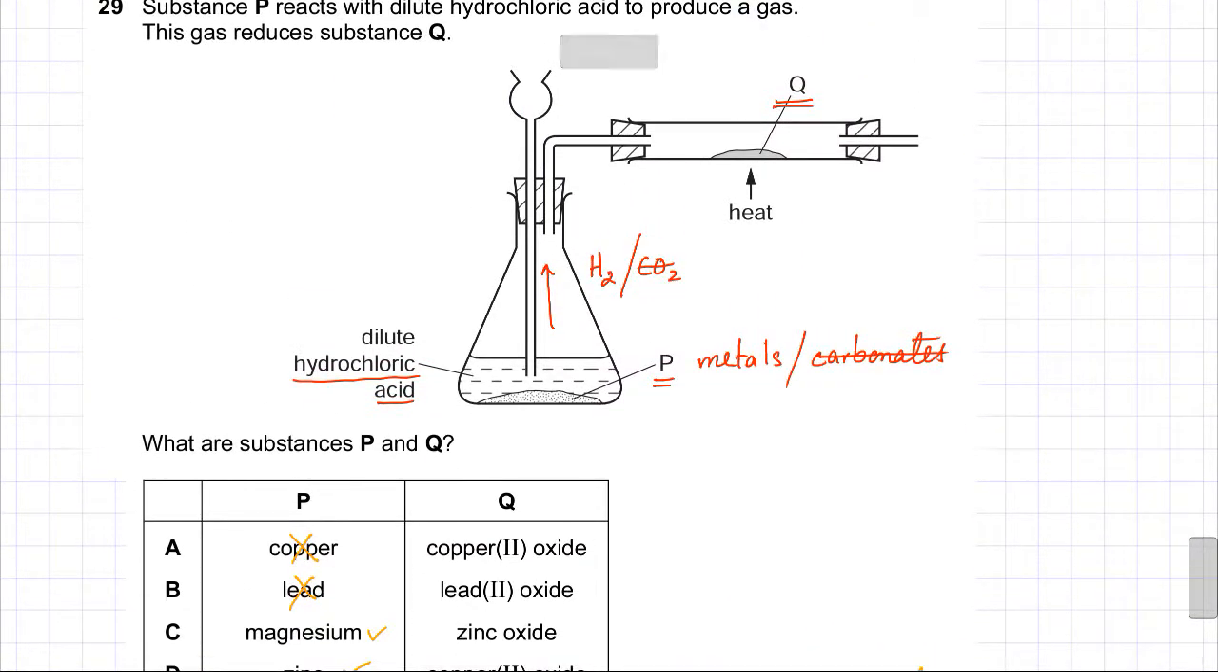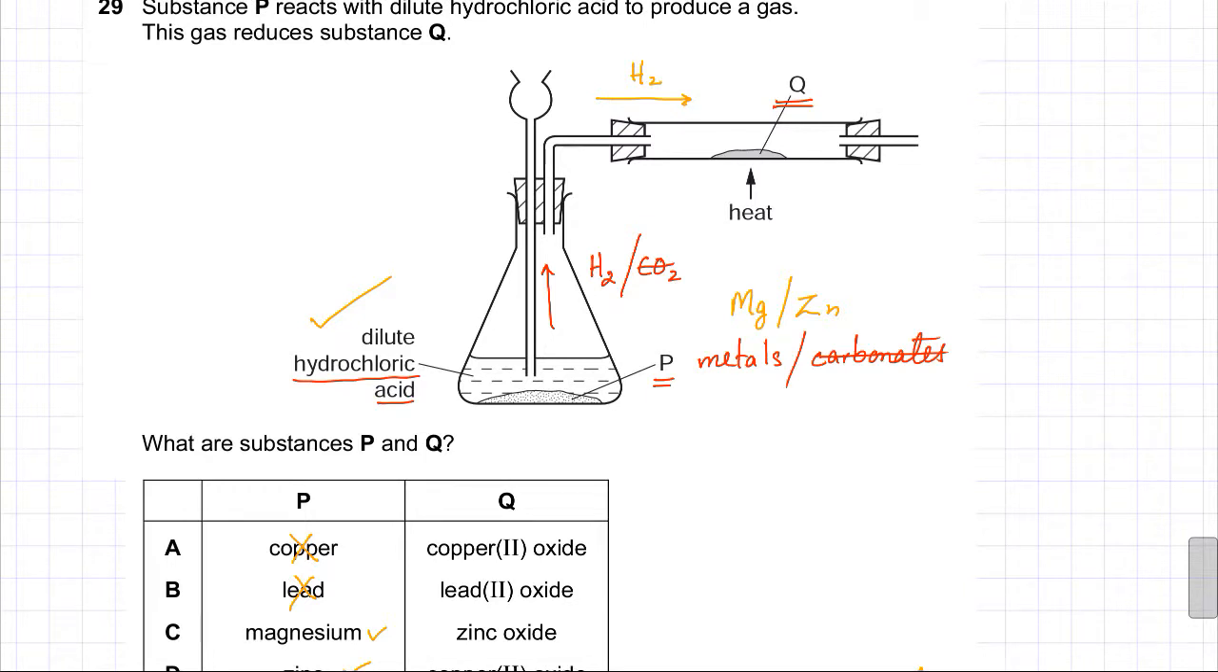So going back to our diagram, I have narrowed my possibilities. Metal P is either magnesium or it's zinc. Now, in both cases, whether it's magnesium or whether it's zinc, if it reacts with hydrochloric acid, there's only one gas that would be produced, and that would be hydrogen gas. So hydrogen gas is passing into this tube over here, and we need to figure out what is substance Q.